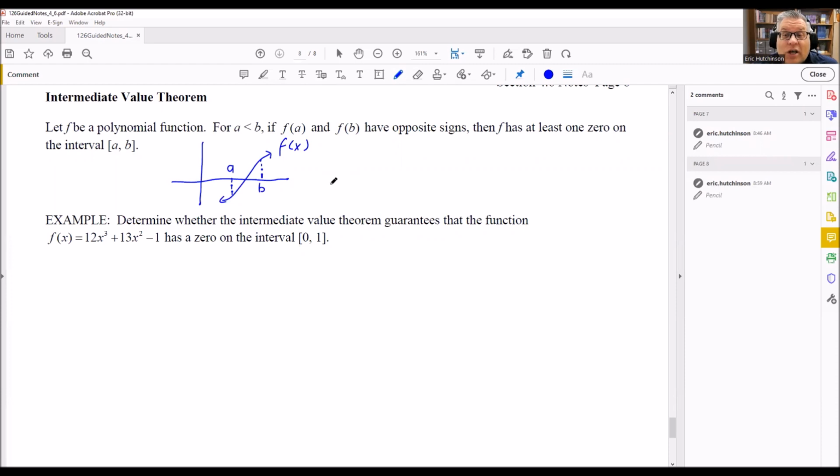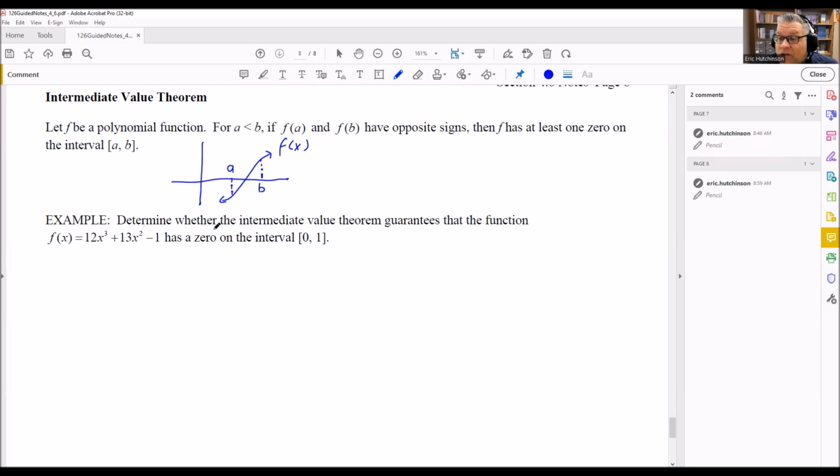So this is saying that if that happens, if they have opposite signs, then we know that the graph crosses at least once. Now, it might go up, go down, and it might do a couple other things in there. So we know it has at least one zero on this interval from A to B. That's what the intermediate value theorem says.